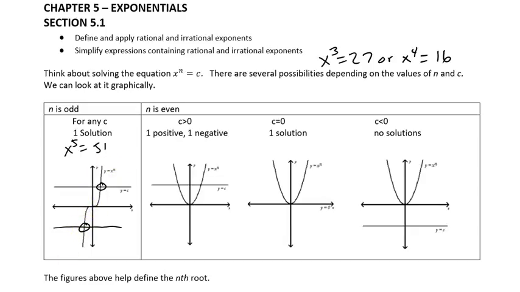Now if I have a situation like x to the fourth equals 20, so c is a positive number greater than 0, well, in that case, when you have even, you're going to have two solutions. Now if you have something like x to the sixth equals 0, then you're going to have one solution, right there at the origin. And finally, if you have something like x to the eighth equals negative 64, well, there's no place where this line down here intersects with the curve up there, so there's going to be no solutions. So it gets a little more complicated when we have an even exponent.